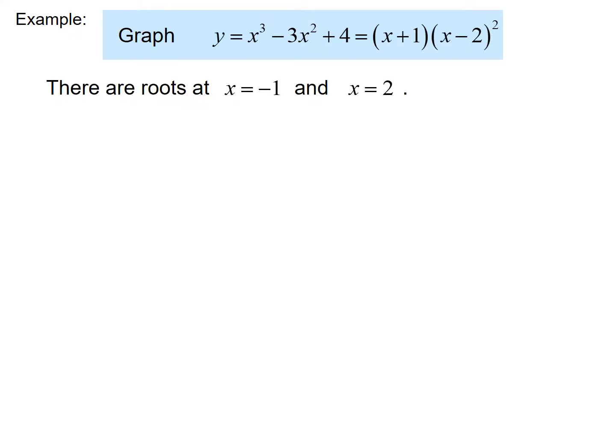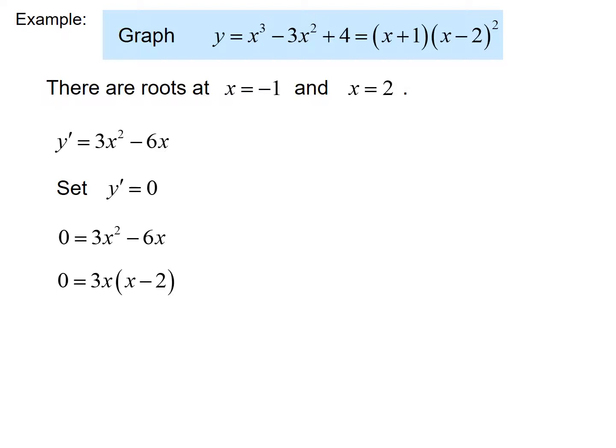Okay, so we want to go ahead and try to graph this equation. We can factor it to find the roots. We can take the derivative to find where it's increasing and decreasing and to find our critical points. So we have critical points at 0 and 2.